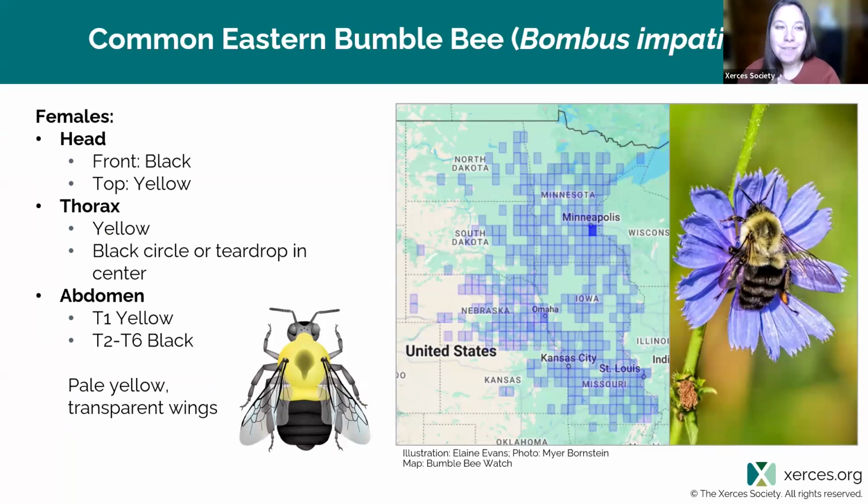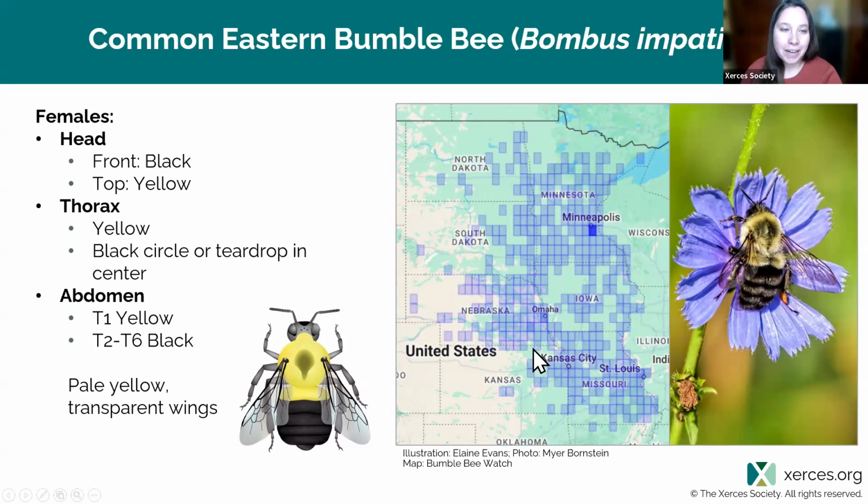So to start off, let's talk about the common eastern bumblebee, Bombus impatiens. True to its name, the common eastern bumblebee is one of the most commonly encountered bumblebees in the East. You will find this bumblebee species in Minnesota, Iowa, Missouri, the Dakotas, Nebraska, and Kansas. In the Great Plains region, you'll often find them more frequently on the eastern side of the state because this is an eastern species. As you move westward, you sort of move outside of its native range.